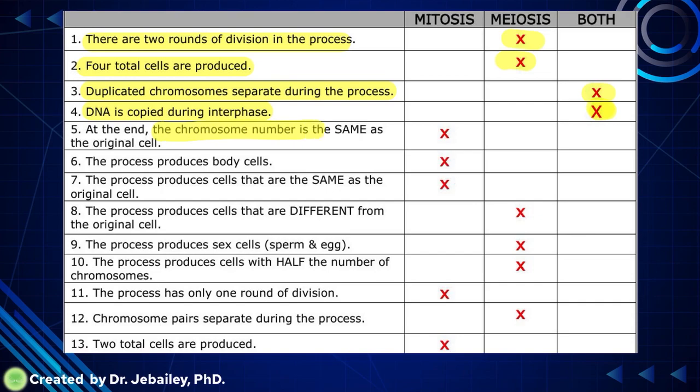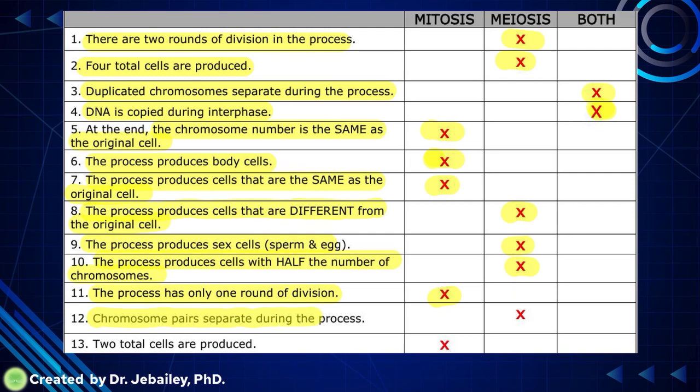At the end, chromosome number is the same as the original. That's only in mitosis. So you start with 46, you end with 46. The process produces body cells. That's only mitosis. Body cell means heart cells, lung cells, skin cells. The process produces cells that are the same as the original one. That's only mitosis. The process produces cells that are different from the original one. That's meiosis because you're producing sperms and eggs, which are completely different because of crossover. The process produces sex cells, which again is meiosis. The process produces cells with half the number, that's meiosis, because you're going from 46 to only 23. The process that has only one round of division is mitosis.